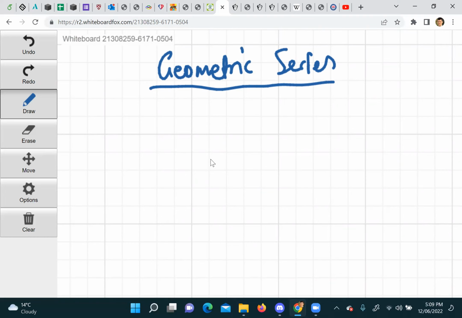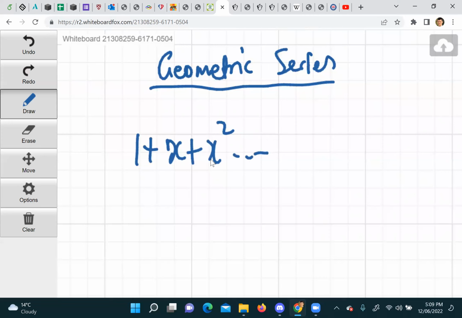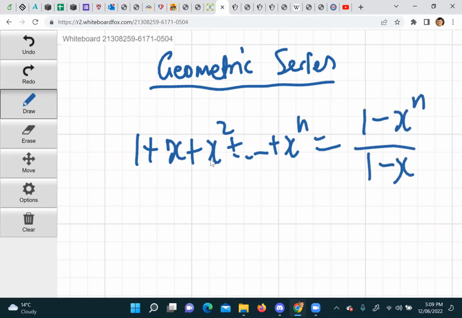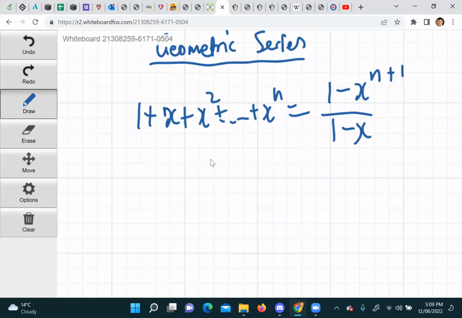Remember this: 1 plus x plus x squared plus ... plus x to the n equals (1 minus x to the n plus 1) over (1 minus x). This thing has a limit if x is less than 1. Then there's a limit, and this goes to what?